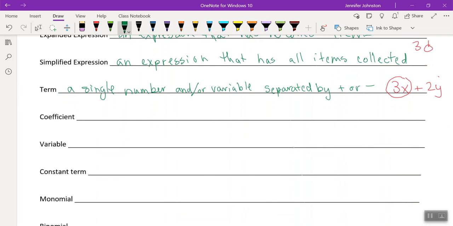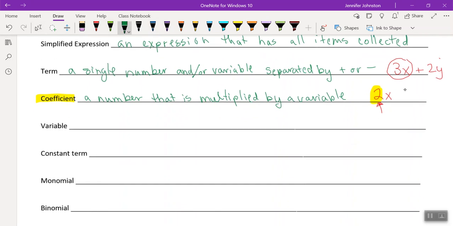The coefficient is a number that is multiplied by the variable. So for instance, let's say we had something like 2x. The coefficient here is just the number in front. It's the big number in front. That's what we call a coefficient, where 2 is a coefficient.